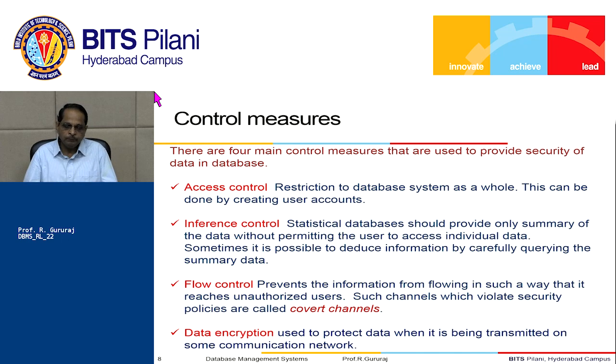Next is flow control, which prevents information from flowing in such a way that it reaches unauthorized users. Such channels which violate the security policies and allow the flow of information to unauthorized users are known as covert channels. And the last one is data encryption, which is used to protect data when it is being communicated over the network.